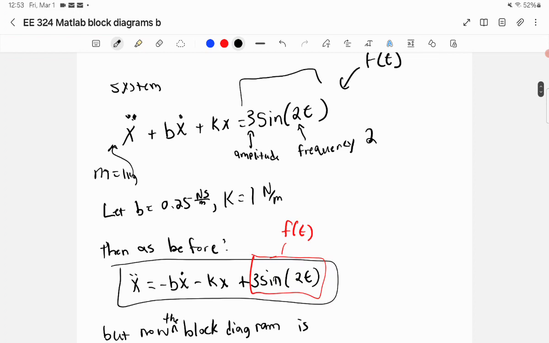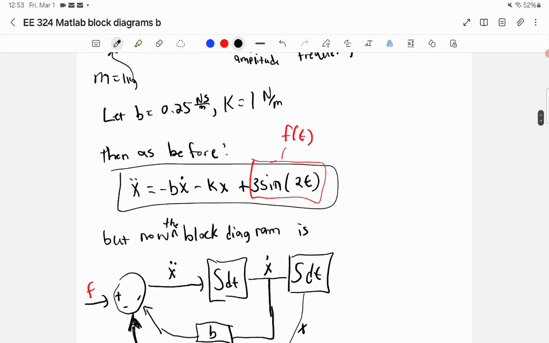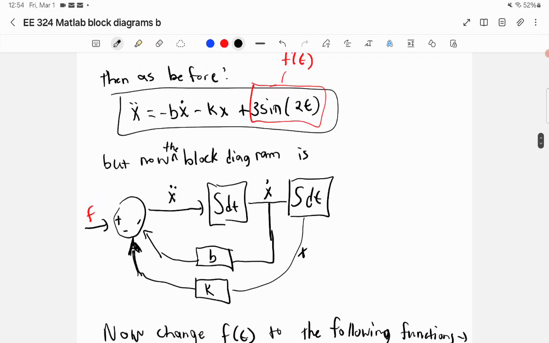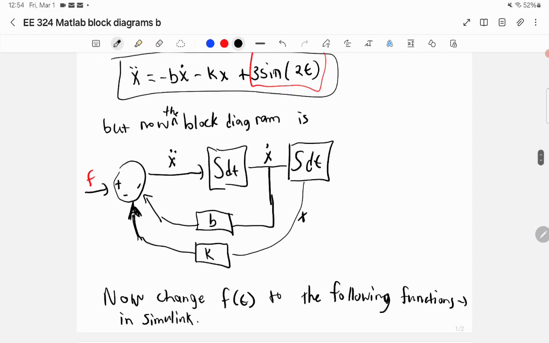And just as before, we can rewrite the equation, solve it for x double dot, which I do here, but now obviously we have f of t, and in the new block diagram we have f going into the summer that goes into x double dot.